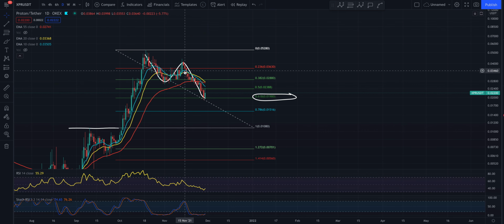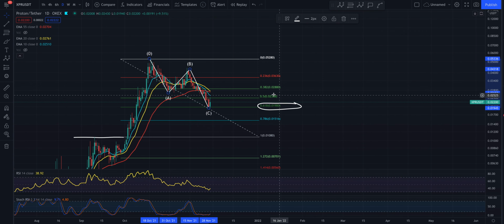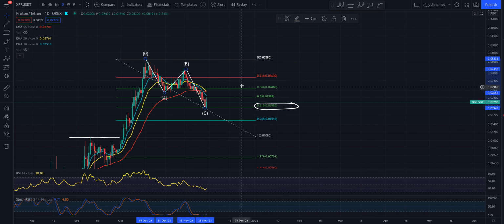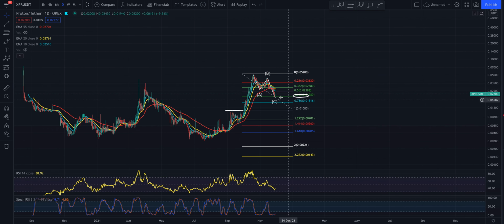ABC correction here, and you're holding support on this 0.618. Potentially, not financial advice, but you could have had this A, this B, the lower high, and then this is your C, and that's an ABC correction out the way, you hold support. If you start getting above the 0.5 and hitting the 0.382 and things like that, you've had your correction here basically, and this potentially could be a massive wave 1. This is your wave 2 pullback, and then your wave 3, 4, 5 up to the higher targets for this bull run for XPR.